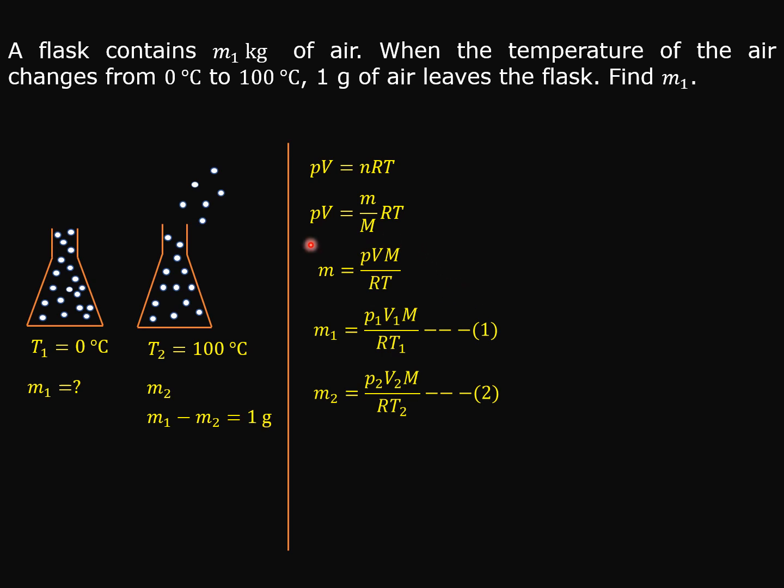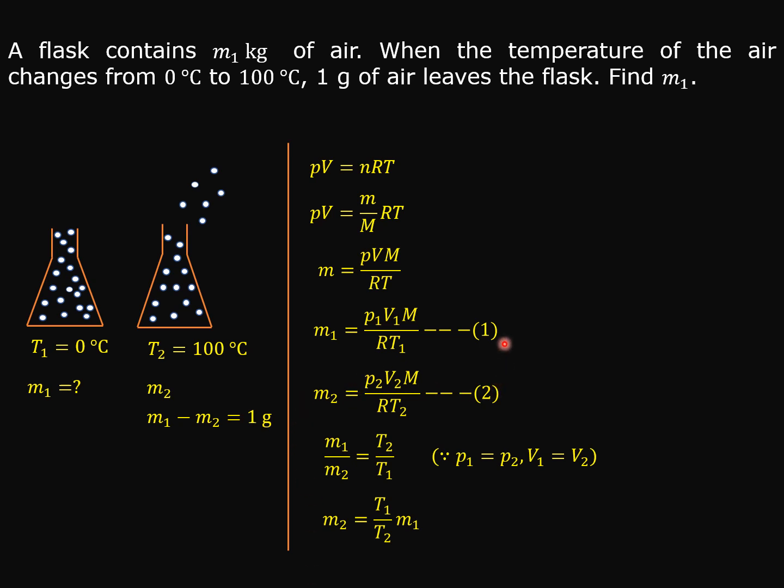Now, based on these equations, we can write down equation number 1 and equation number 2 for the two states. When the temperature T1 equals 0 degrees C, we have M1 equals P1 V1 M over RT1. We name this equation number 1. For state number 2, when the temperature is T2 equal to 100 degrees C, we have M2 equals P2 V2 M over RT2. We name this equation number 2.